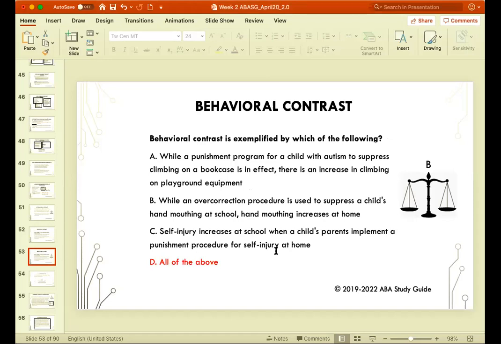So at school, so for this one, hand mouthing at school is down, so the behavior increases at home, because at home, the behavior is reinforced. So this would be an example of home, it increases, this is where the reinforcement is. In school, that's where the absence of reinforcement is, or in this case, there's a punishment program, right?